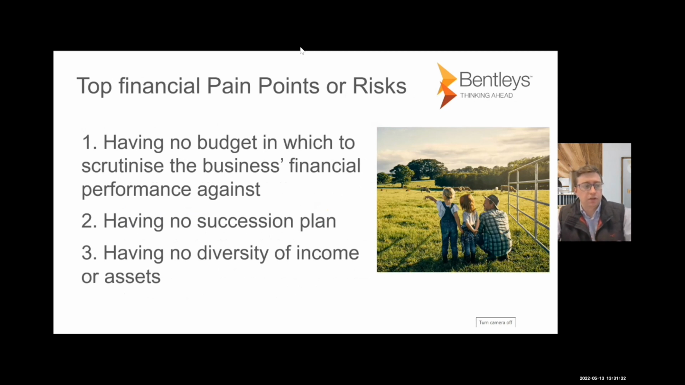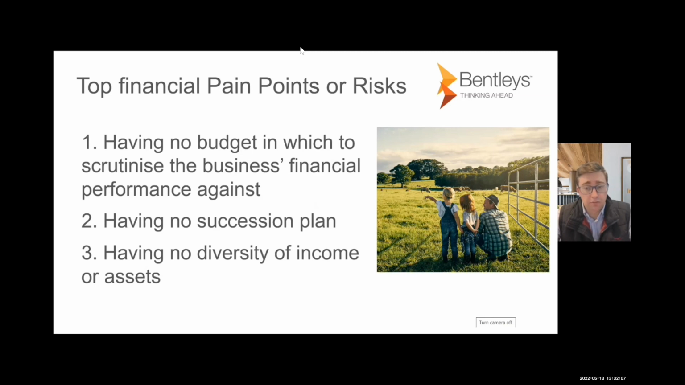Just some other things to keep in mind as you're going through the FBRP process are some common financial pain points or risks that we often see in client businesses. They're easily fixed if you've got the time and you want to actually make a change to your business. The first one is more common than you think, and probably a little bit scary: not actually having any budget to work towards, and therefore having nothing to scrutinise your business's actual performance against.